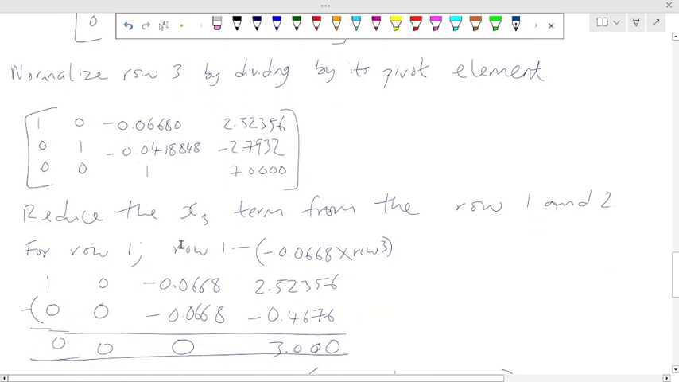The same formula for row 1: row 1 minus the coefficient of x3 in row 1, multiplied by row 3, which has the pivot element now. So this is row 1, minus 0.068668 multiplied by row 3 will give you this result. When you subtract them, you have this as your new row 1.